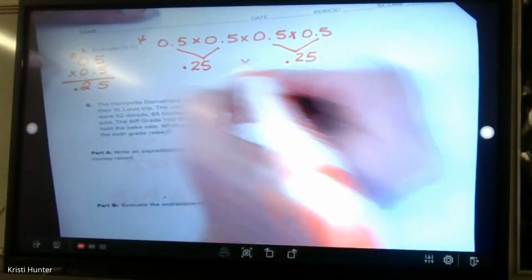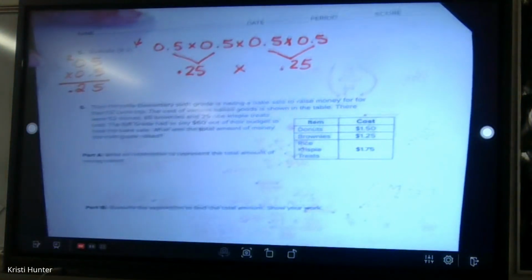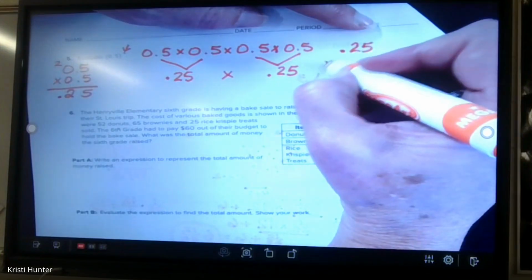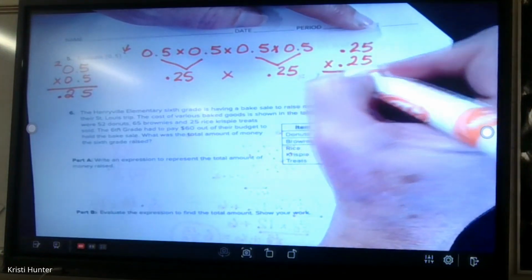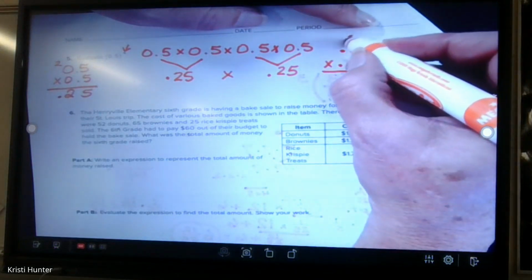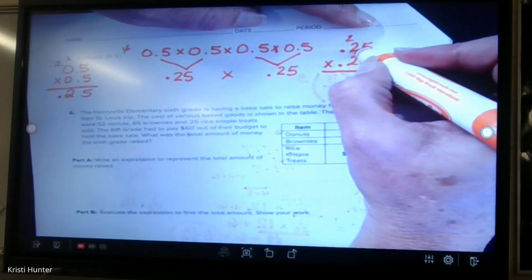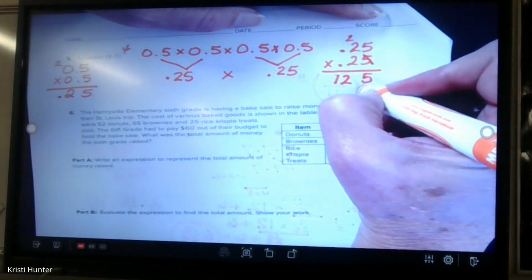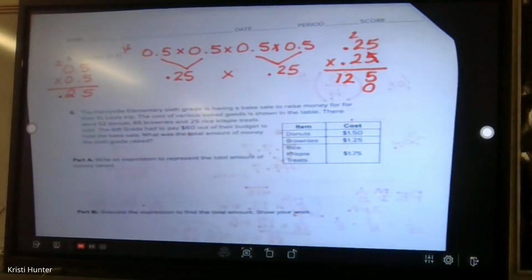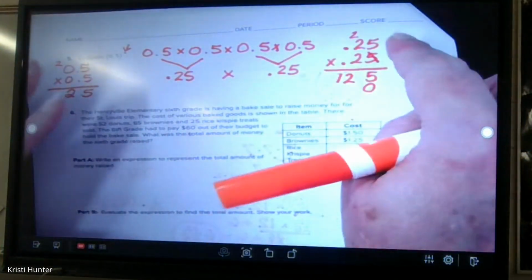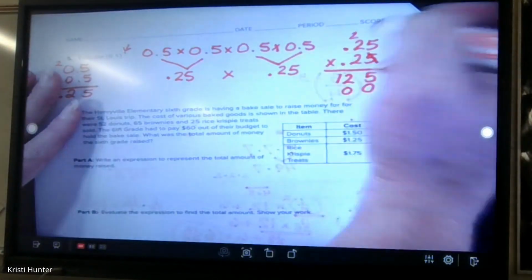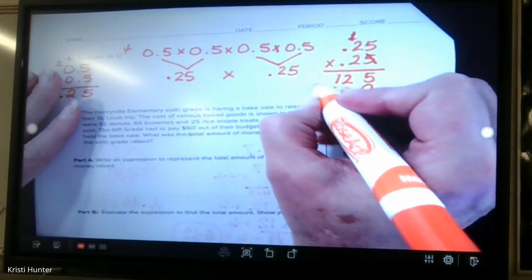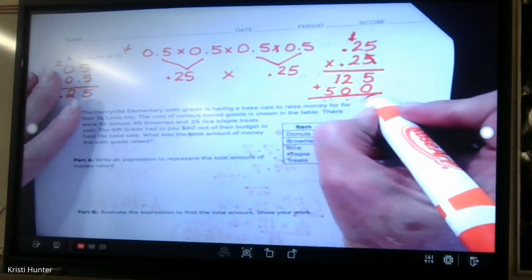So now I just need to multiply to find my final answer. I'm going to take that 0.25 times 0.25. 5 times 5 again is 25. 5 times 2 is 10, plus 2 is 12. 5 is done. Hold its place. We're going to multiply by the 2. 2 times 5 is 10. Carry the 1. 2 times 2 is 4, plus 1 makes 5. We add these together.